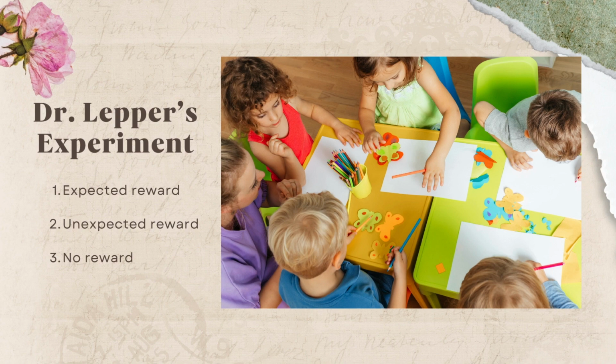The first group would receive an expected award every time they would draw something. The second group would receive a reward, but they were not told in advance that they would get one. So it was simply a pleasant surprise after they drew something. And the third group received no reward.